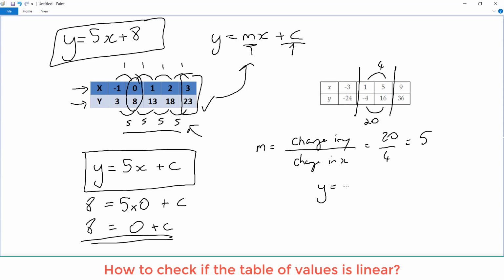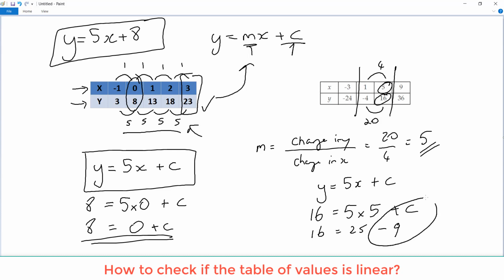Now this is actually what our m is going to be. So we're guessing that we have 5x plus c. This is where we're going to start our guessing. It's like an educated guess, I guess. So looking at the 5 and the 16, we know that y is 16, and we have 5 times x, and x is 5, and we can work out what c must be. So 25, to get back to 16 from 25, we need to subtract 9. So c is going to be minus 9. So this is our guess. It's an educated guess for this table. We've got 5x minus 9.